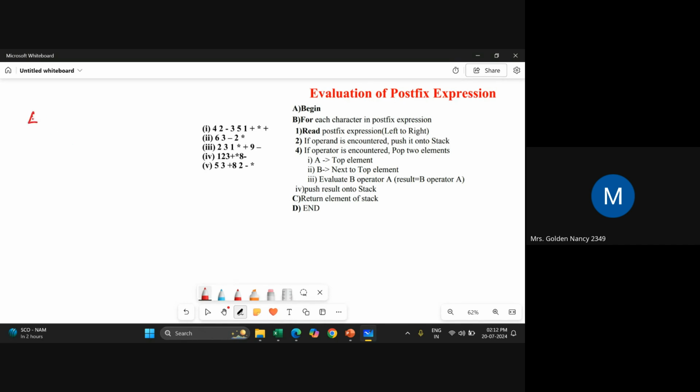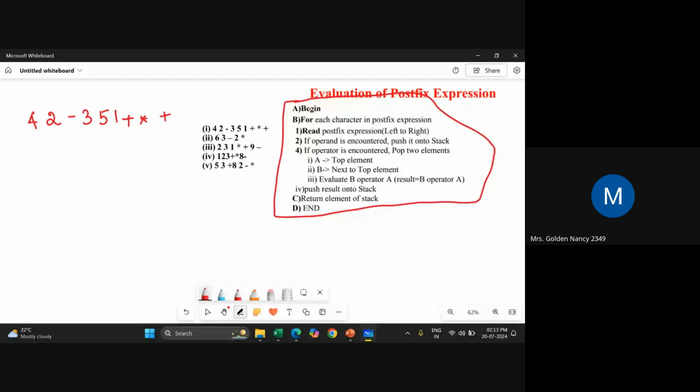This is the example I'm going to take: 4 2 minus 3 5 1 plus star plus. So this is the expression. Now this is the algorithm you should follow. The same thing I have posted in the PPT also, so you just have it. I'll tell you how to solve it. Similarly, we are going to use a stack to solve this evaluation part.